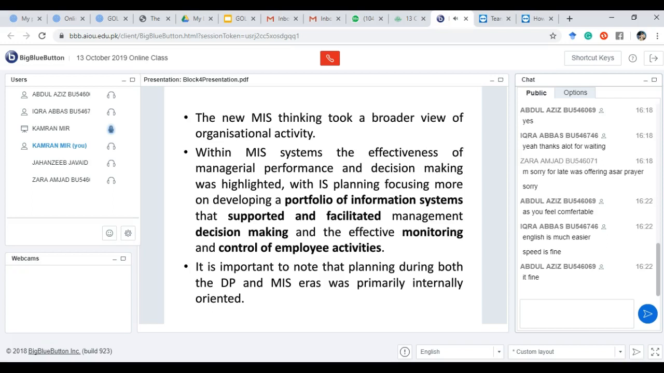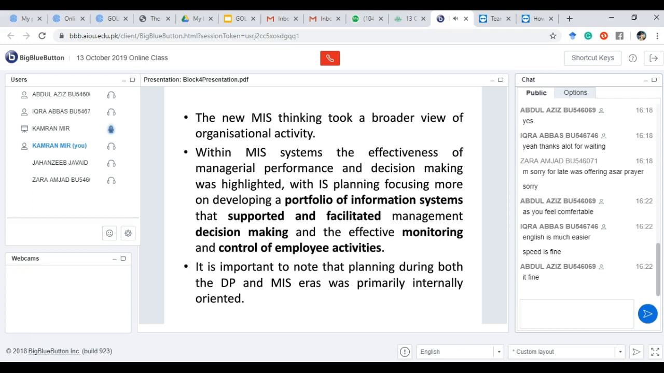So after the DP, in the MIS, the main difference was that, as you can read, the management was given a portfolio of information systems, for monitoring and control of employee activities. If the initial system was giving you only project-by-project information in terms of reliability and planning, this MIS was broader. Basically, the different systems were talking to each other, and they were not only controlling the accuracy of things. Instead, they were monitoring the employee activities as well. So it was an enhanced system compared to the first one, which is data processing.